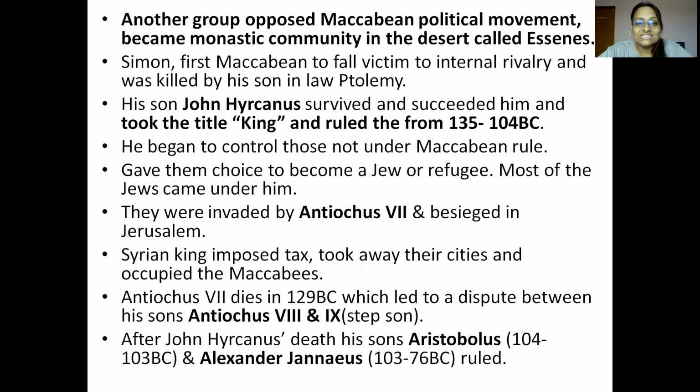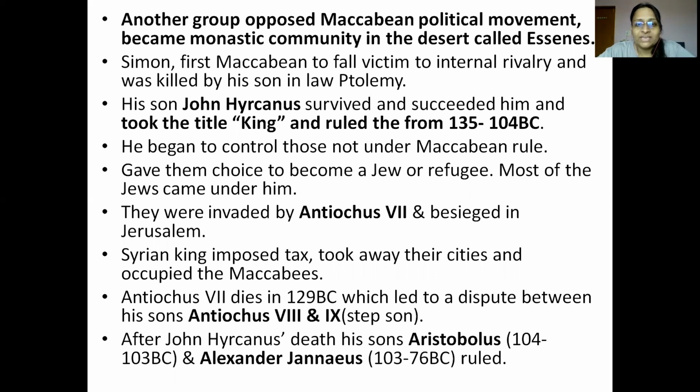So this monastic community settled as a monastic community because they were a religious group of people. They did not want any kind of political rivalry or political war and all those things. So they also opposed the Maccabees in this political movement.